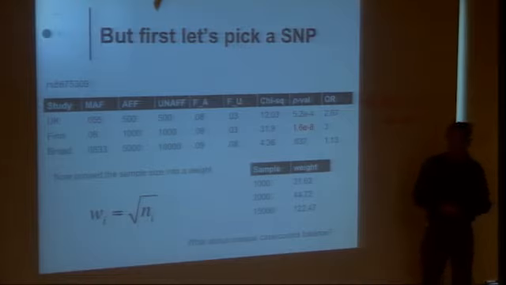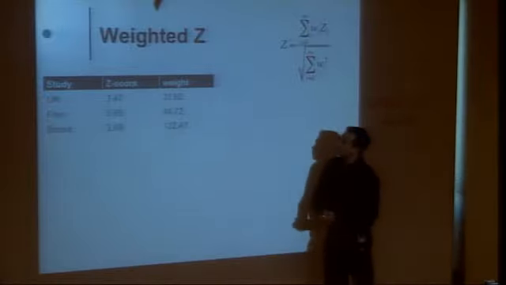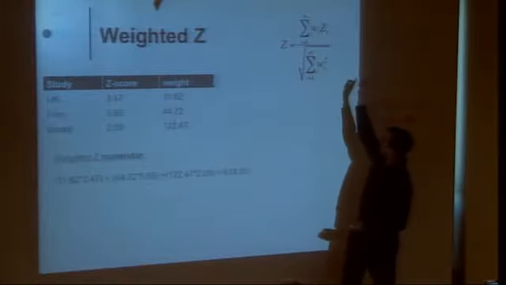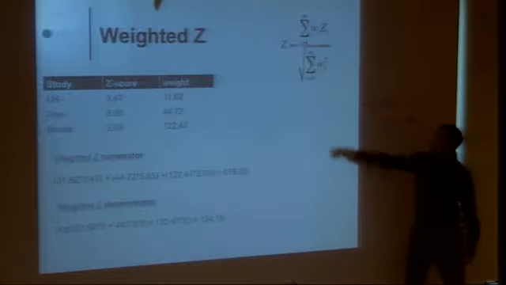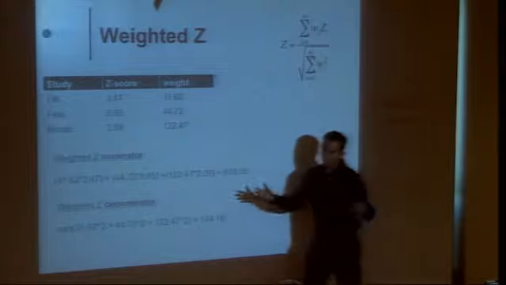So hopefully I'm not running too fast here, but we're going to calculate our meta-weighted z statistics. We've got our z-score and our weight. Let's do our numerator: multiply them, add them up. We do our denominator: square each of these weights, add them up, and then take the square root.